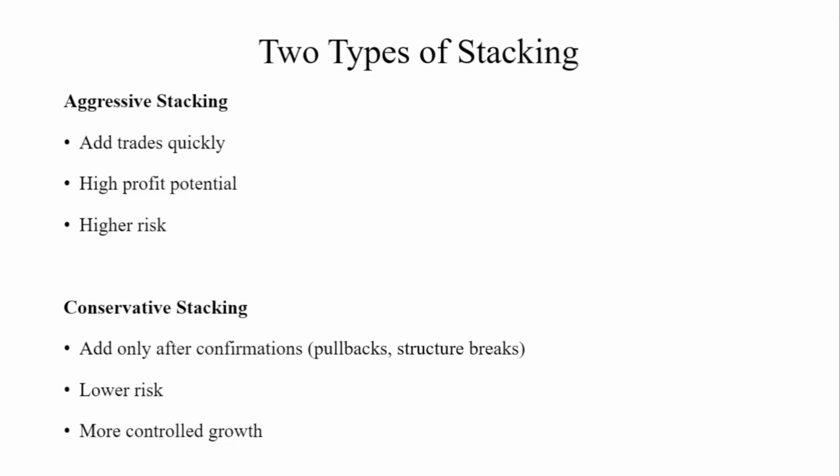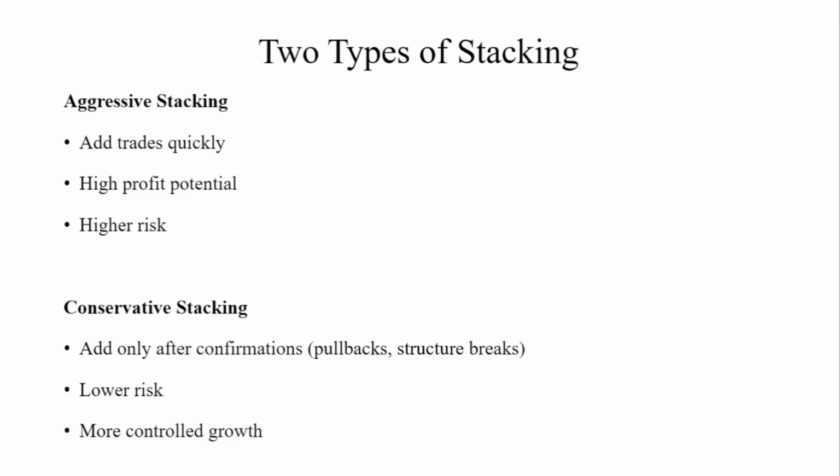Now, what are the different types of stacking we have? We have aggressive stacking, that is the gambler style of stacking, and conservative stacking. When we talk about aggressive stacking, we talk about adding trades quickly. You see a trader opening 2, 3, 4, 5 positions or even up to 10 positions all at once. And most times, they don't apply proper risk management doing that. Those are traders that want to flip their $100 to $1,000 or their $50 to $5,000 in a month, in a week, as the case may be.